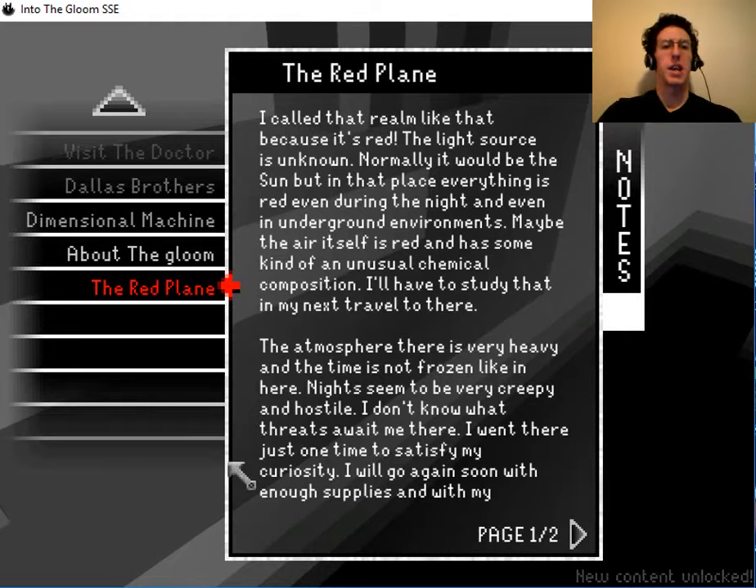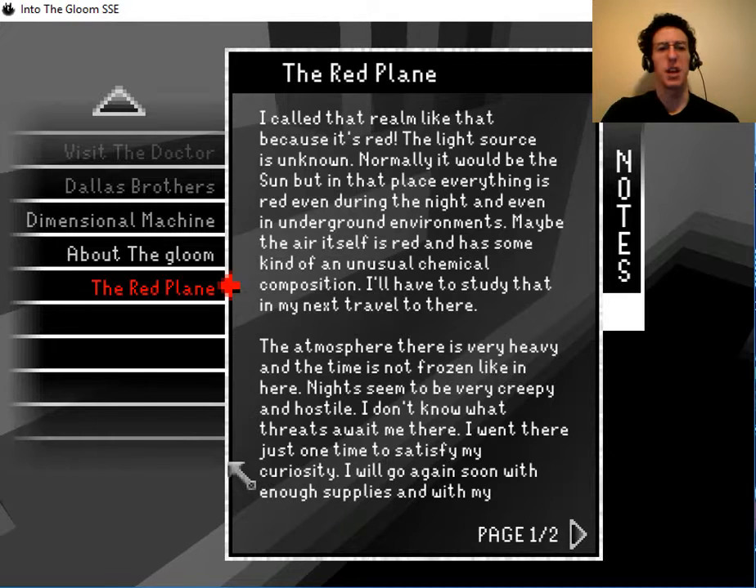I called that realm like that because it's red. The light source is unknown. Normally it would be the sun, but in that place everything is red, even during the night. And even in underground environments. Maybe the air itself is red. It has some kind of an unusual chemical composition. I'll have to study that in my next travel to there.